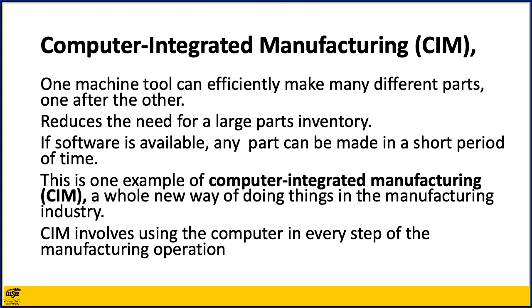This is one example of computer-integrated manufacturing, a whole new way of doing things in the manufacturing industry. CIM involves using a computer in every step of the manufacturing operation, from the customer order to ordering the raw materials, to machining the part, to routing it to its final destination.